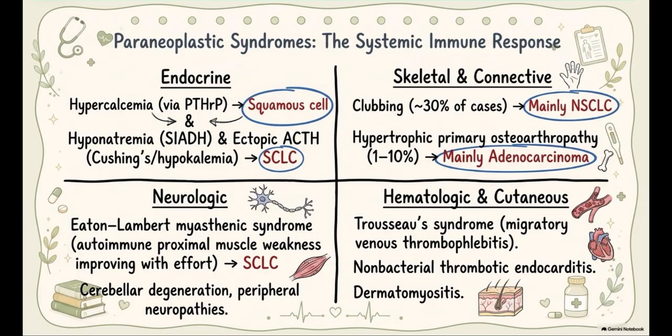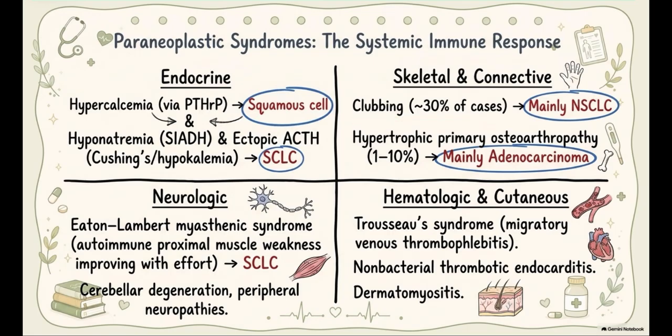Small cell lung cancer often triggers abnormally low blood sodium levels. It also causes hormone imbalances that mimic Cushing's syndrome. Skeletal issues can also arise. This includes swollen, club-like fingers in about 30% of cases.